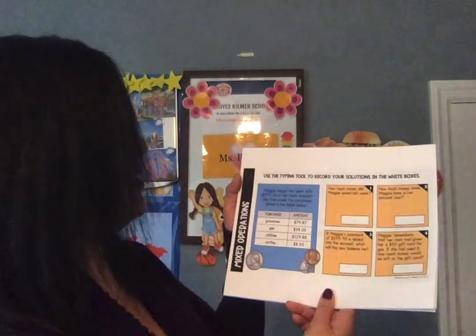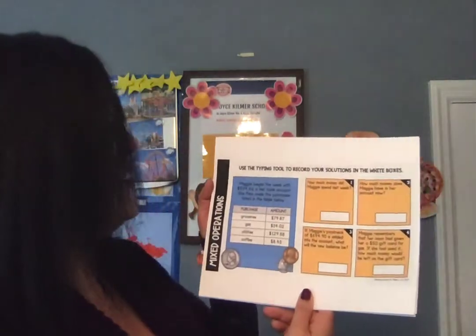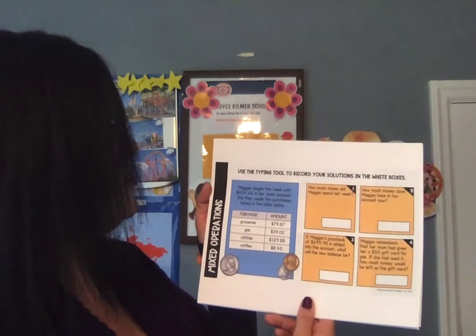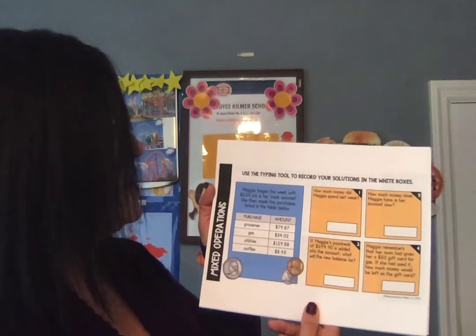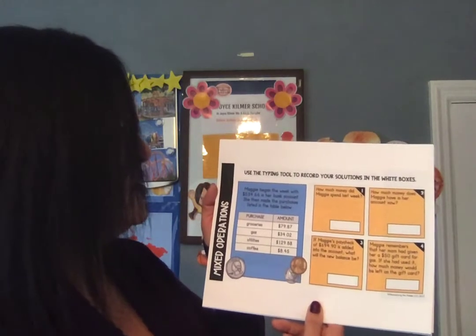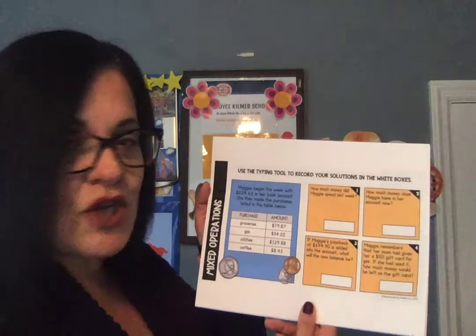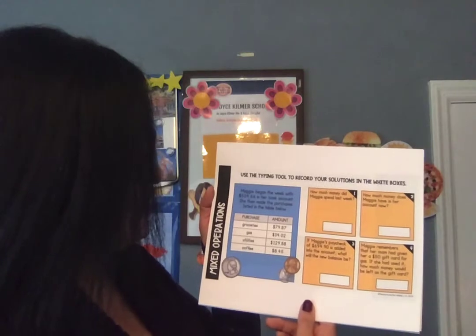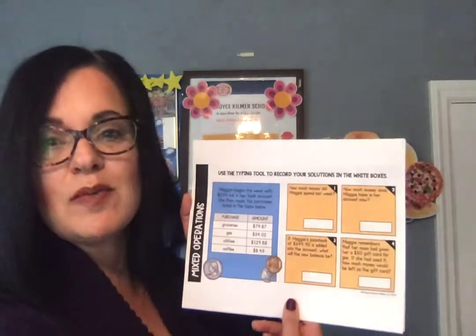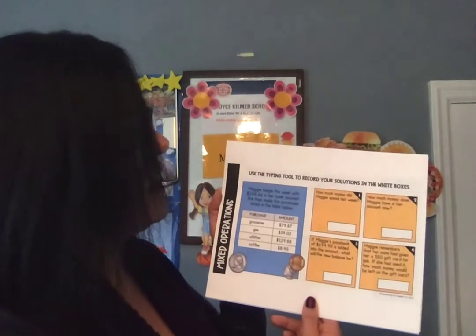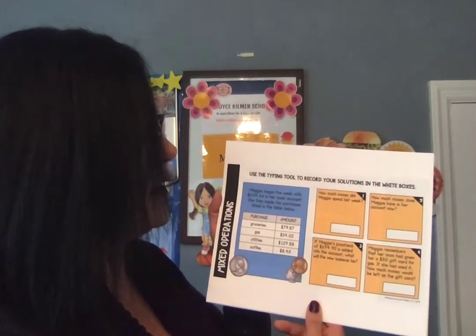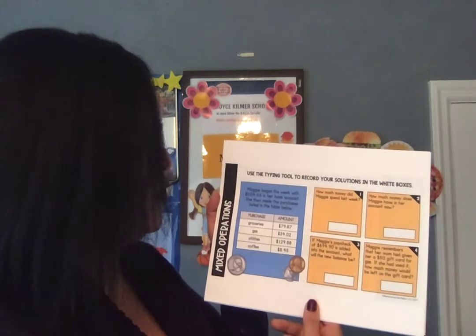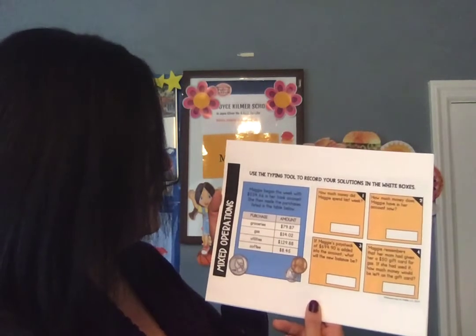The next page, you are given a bank account. So Maggie began the week with $534.66 in her bank account. She then made the purchases listed in the table below. So what did Maggie buy? Maggie bought groceries, gas, utilities, and coffee. So you have 4 problems. I'll go ahead and do the first one with you. Number 1 says, how much money did Maggie spend last week? So we'll go ahead and add up all of the amounts that you see here, okay?